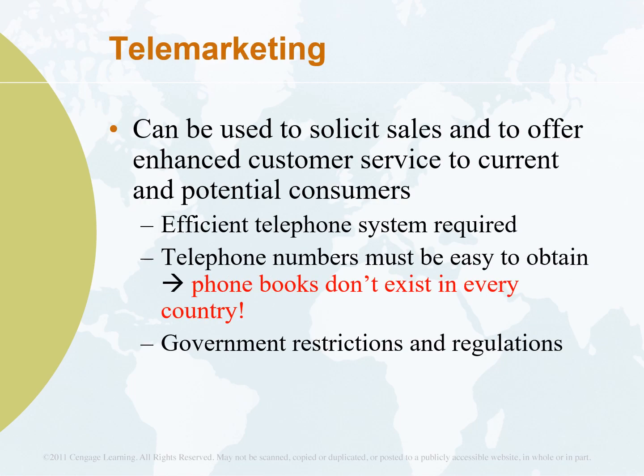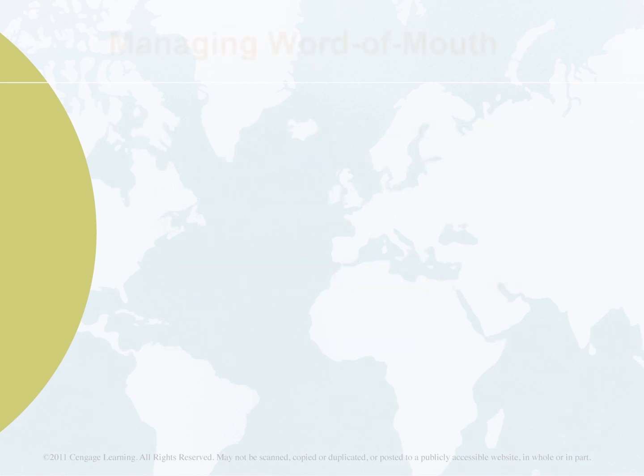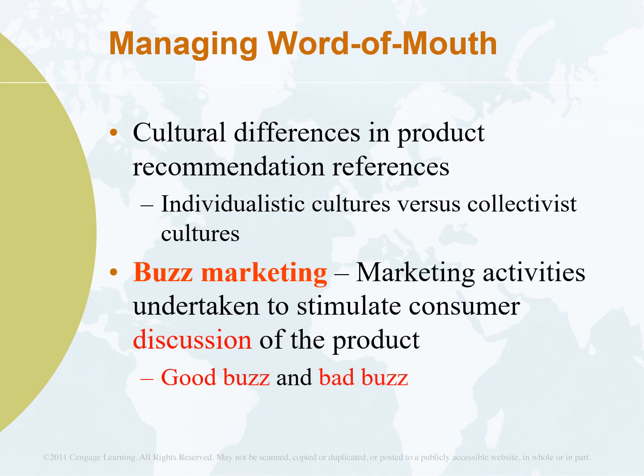Telemarketing is another way of promoting your product. Telemarketing can be used to solicit sales and offer enhanced customer service to current and potential consumers. You need to have an efficient telephone system to do that, of course. Telephone numbers must be easy to obtain, and just keep in mind that phone books do not exist in every country. And government restrictions and regulations may apply to your telemarketing effort.